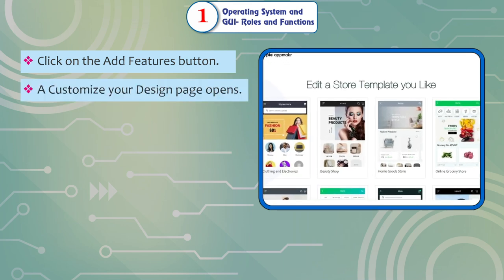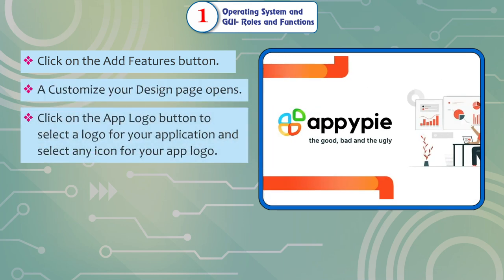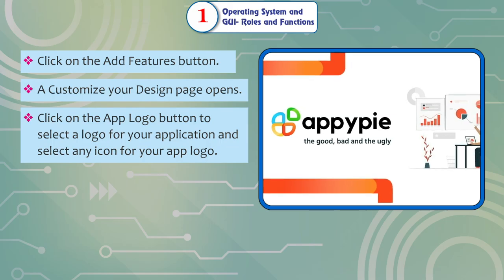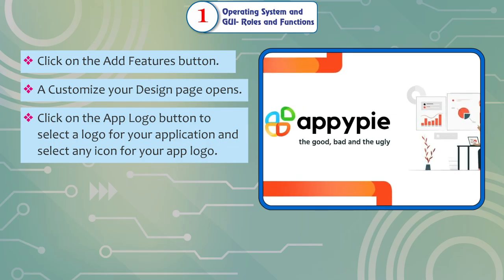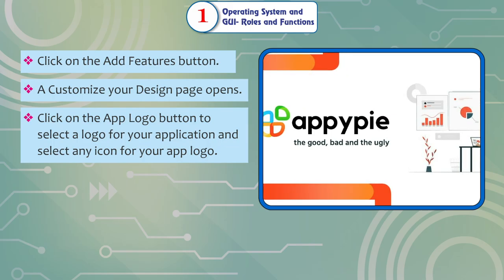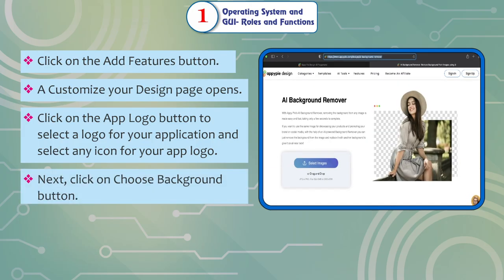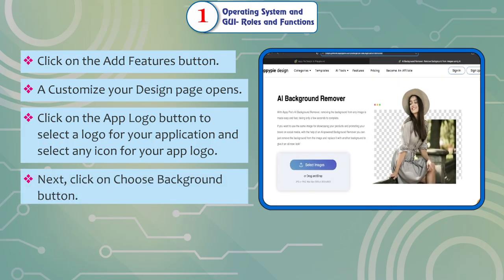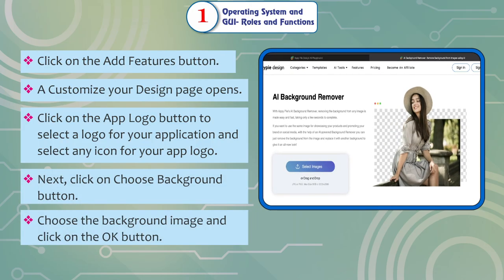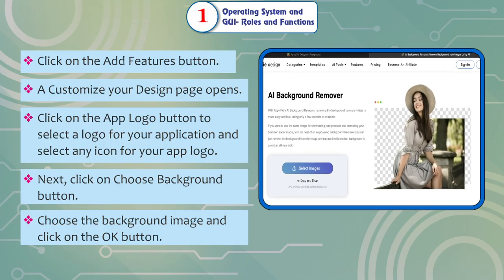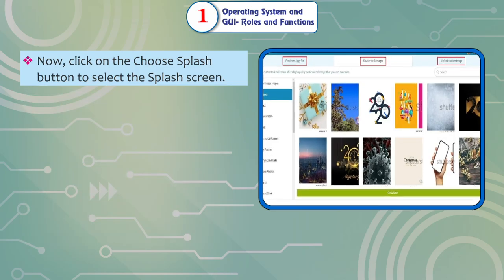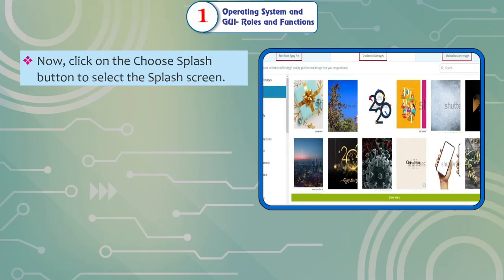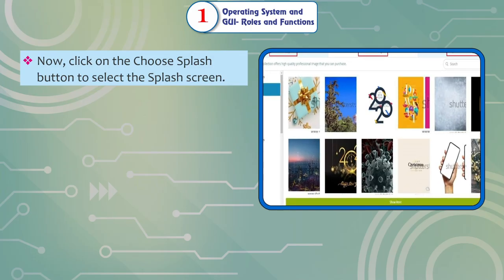A Customize Your Design page opens. Click on the App Logo button to select a logo for your application and select any icon for your app logo. Next, click on Choose Background button. Choose the background image and click on the OK button. Now click on the Choose Splash button to select the splash screen.